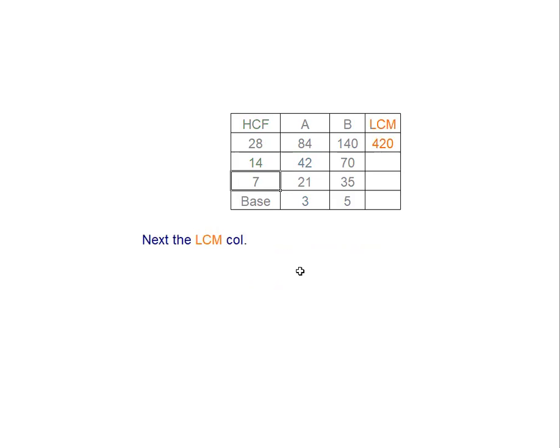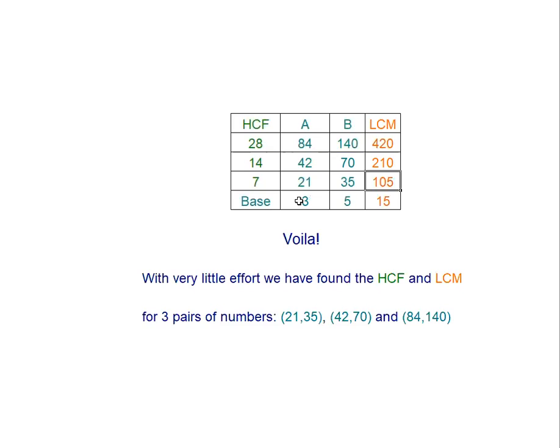Now our LCM column, the lowest common multiple for 3 and 5 is 3 times 5, so that's equal to 15. Our next one is equal to A times base B, which is 105. And the one after that can be equal to B times base A, which is 210. And there we have it.